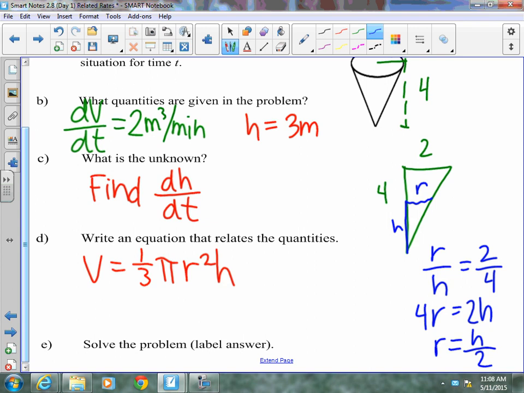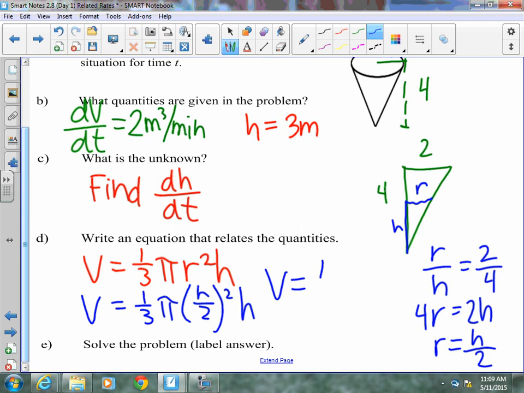So if r is h over 2, that's always going to be true because these are proportional. I'm going to plug that in for r and simplify this a little bit. So really, V is equal to, square your 2 would be a 4. 1/3 times 1/4 is 1/12 pi, and then h squared times h is h cubed.